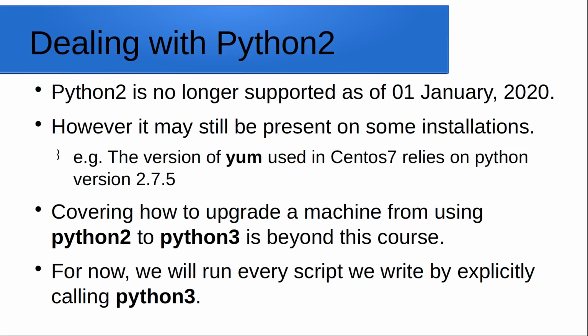So Python 2 is deprecated. It's no longer supported. It's deprecated as of January 1st, 2020. So like 3.5 years ago. It's still kicking around. CentOS 7, it's an old operating system. It's been around for 10 years. It still uses Python 2.7.5 because that's what the version of yum that's in CentOS 7 uses. You can upgrade. We're not doing that in this course. That's just totally not what we're doing. But we're going to run every script when we write it explicitly by calling python3.